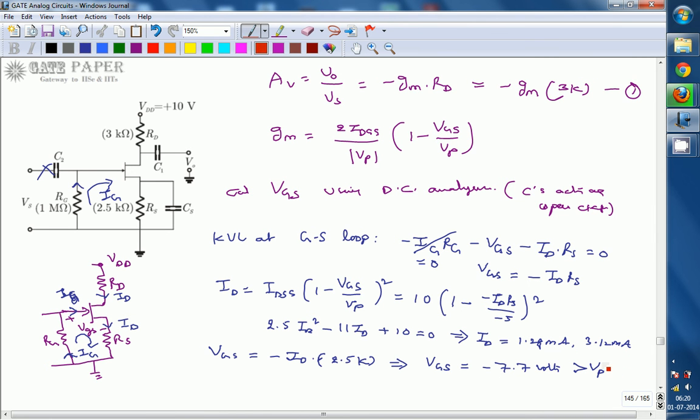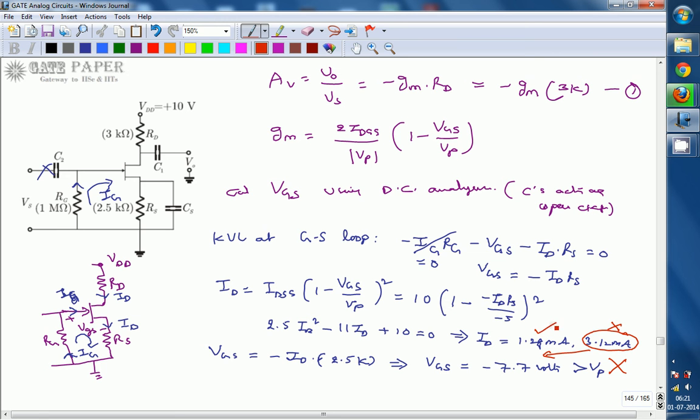Always the VGS value in magnitude must be lesser than or equal to VP, but it should not be greater than VP. So we cannot take the ID value as 3.12. If you take 3.12, you will get VGS as 7.7, and the VP value is lesser than this value, so this condition never exists. So this cannot be considered. So the ID value should be taken as 1.28.